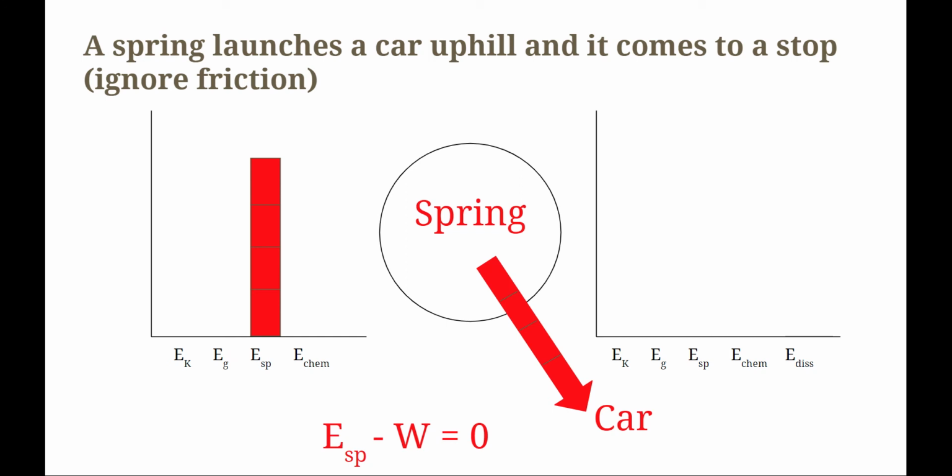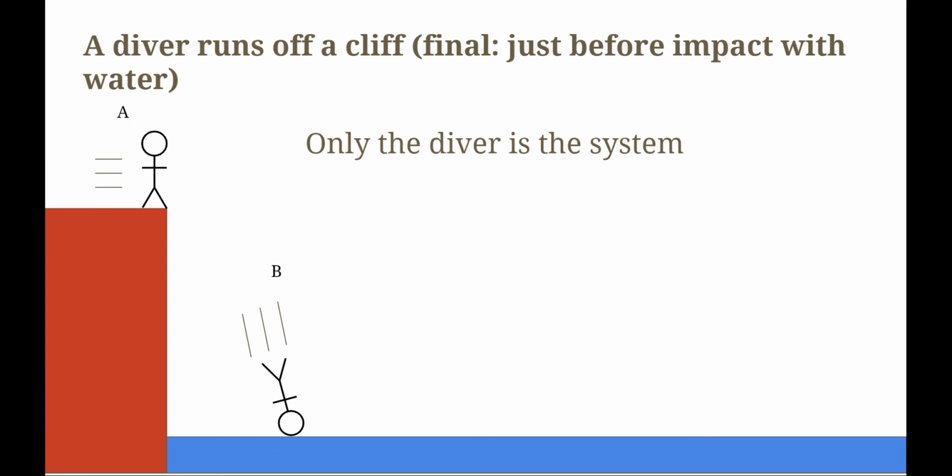We have spring energy at the start. Then at the end, it has transferred its energy to the car. Our energy equation for this one, we have spring energy at the start. Notice this time it is minus work because we have energy leaving our system. And then at the end, we have no energy left, so it's just 0 because we have transferred our energy away to the car.